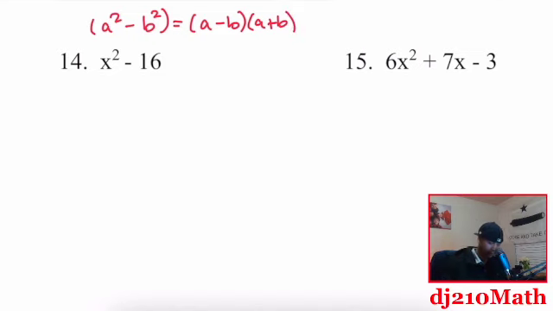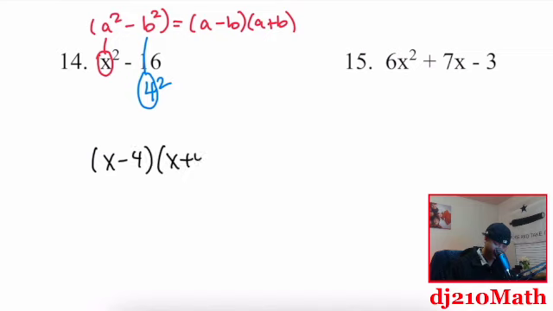So the obvious one is the X. That's A. The next is not so obvious, but 16 is really 4 squared. So the B is 4. So we know our A, we know our B, straight to the formula. X minus 4, X plus 4.